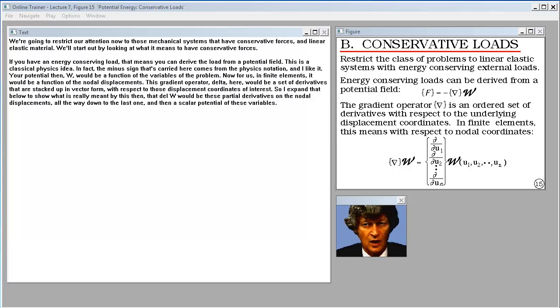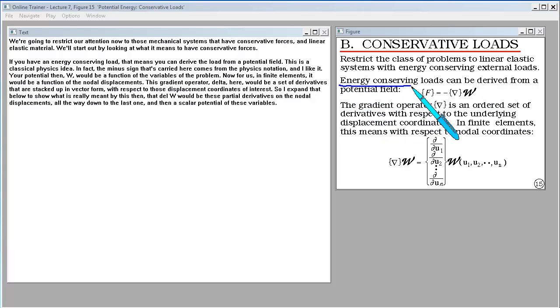We're going to restrict our attention now to those mechanical systems that have conservative forces and linear elastic material. We'll start out by looking at what it means to have conservative forces. If you have an energy conserving load, that means you can derive the load from a potential field. This is a classical physics idea. In fact, the minus sign that's carried here comes from the physics notation, and I like it.